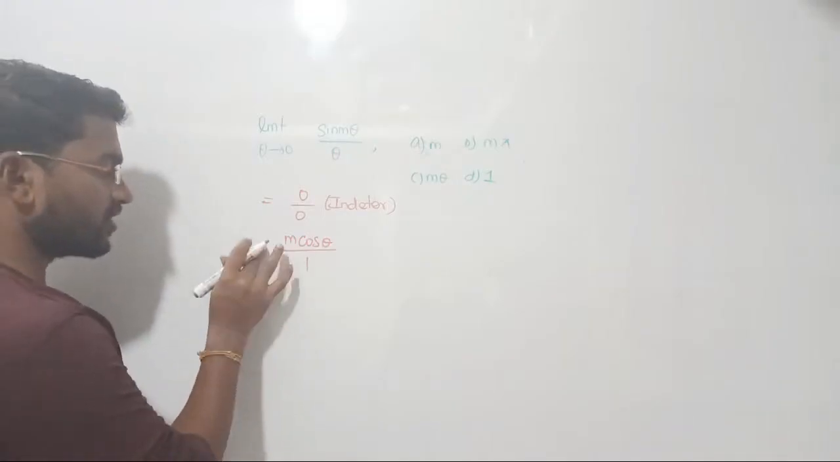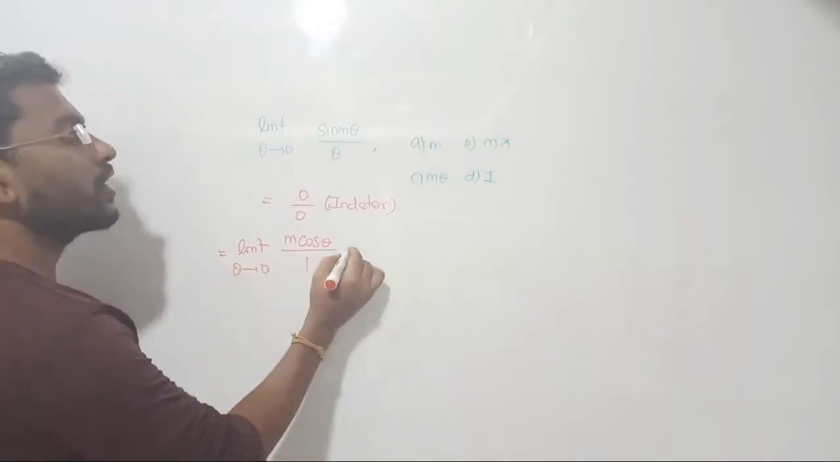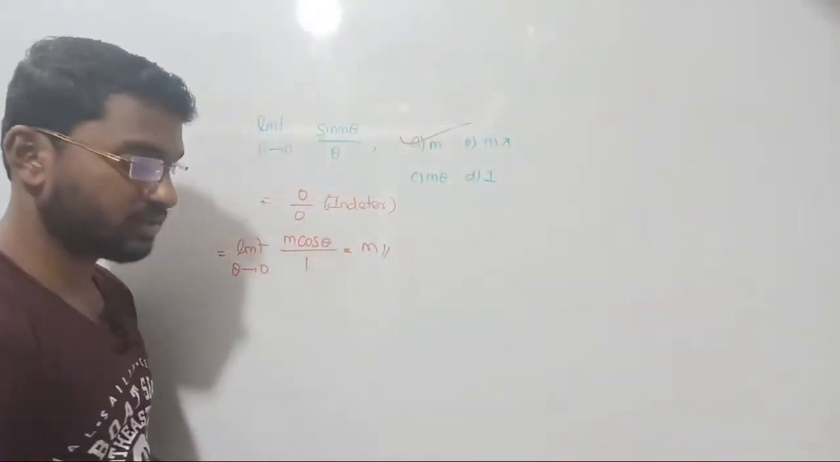Let's repeat. Now we have to substitute theta equal to 0. Cos 0 is 1, 1 into m is m. So what is the answer? m is the answer.